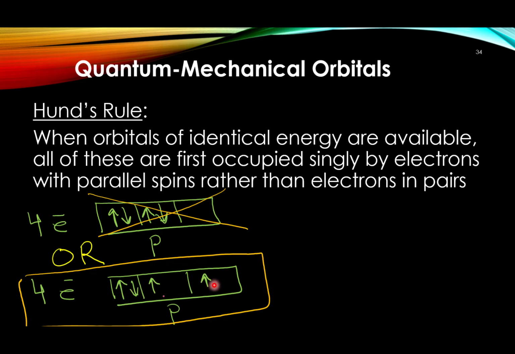This is Hund's rule. When we are filling the orbitals of the identical energy level, you want to have a minimum of 1 electron in each orbital, rather than 2 full ones and 1 empty one. If you do it this way, you will not receive any credit at all. It has to be done like this.